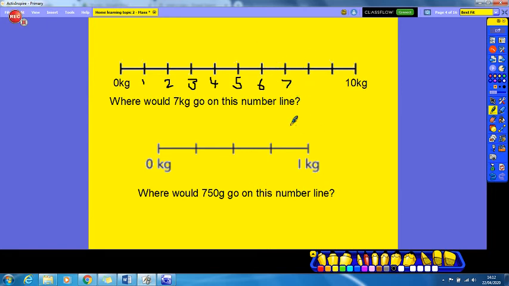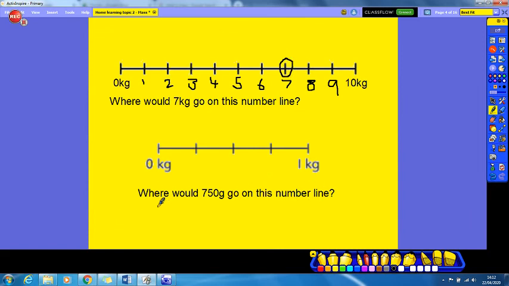Now, I'm not just going to instantly assume that I'm right, because I need to make sure that my number line makes sense. So I'm just going to complete my number line first. 8, 9, and 10. So we can clearly see here that my number line works, and so it is this point where 7 kilograms lies.